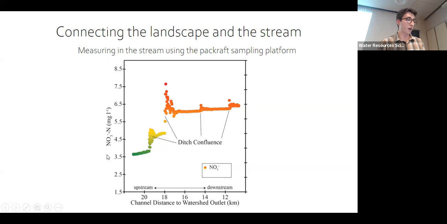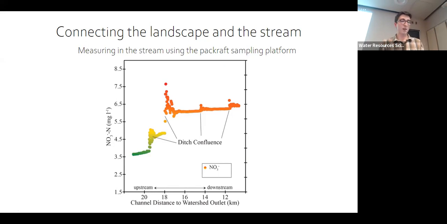So here we have nitrate concentrations and channel distance to the watershed outlet. And we see, as we're closer to that wetland and lake complex near the headwaters, you have these lower nitrate concentrations. As you pass these ditch confluences, you have these sharp increases in nitrate concentration within the stream. You also have this gradual increase along certain sections as well. So we can measure the stream using this sampling platform.